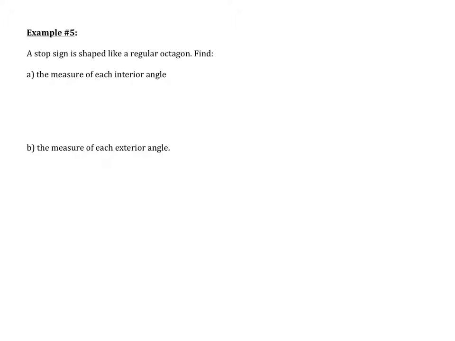And example number 5, a stop sign is shaped like a regular octagon. For part A, it says find the measure of each interior angle, and for part B, it says find the measure of each exterior angle. So first off, I want you to recognize that it says a regular octagon. So remember, regular means all interior, and now all exterior angles are congruent.